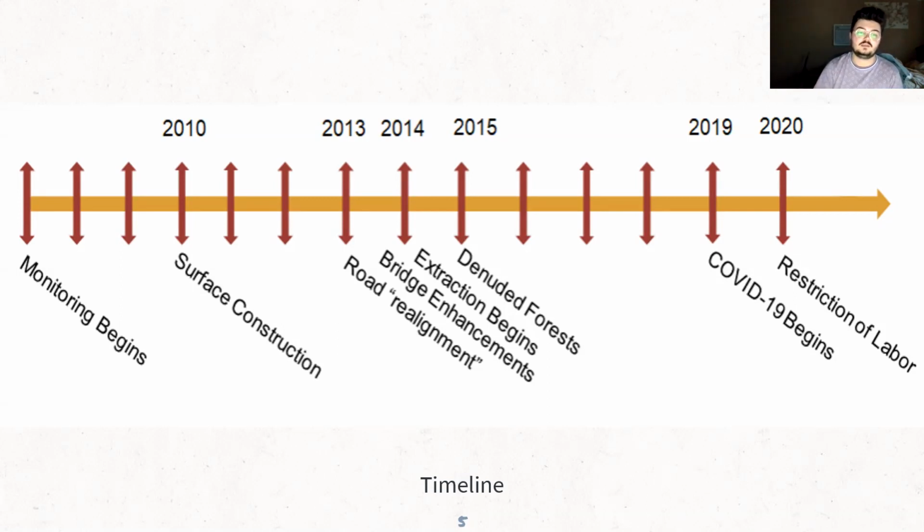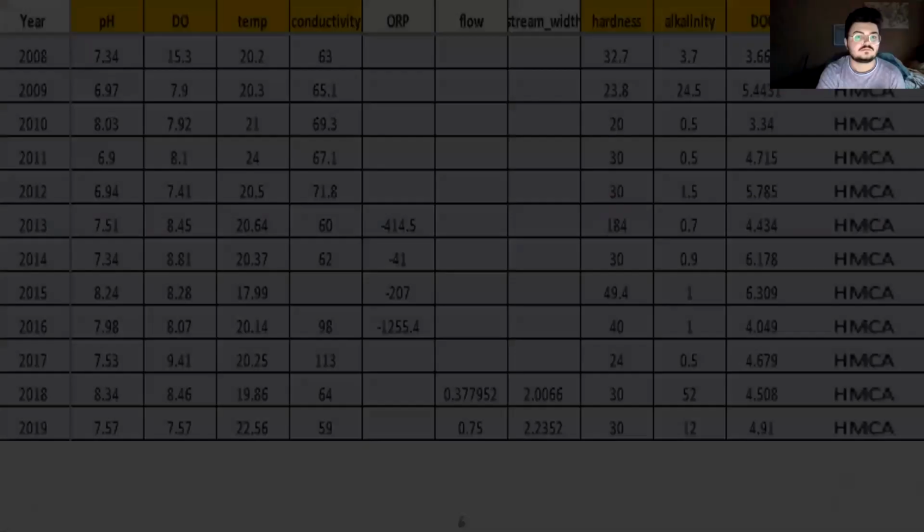But the human pollution that is going to be considered in this analysis ranges from surface construction all the way up to denuding forests. And then, of course, we also see COVID-19 beginning and, with the restriction of labor, there may be some kind of shift in the data set. However, we're only going to be going up to 2019, so we're not going to be seeing that much of a shift due to that.